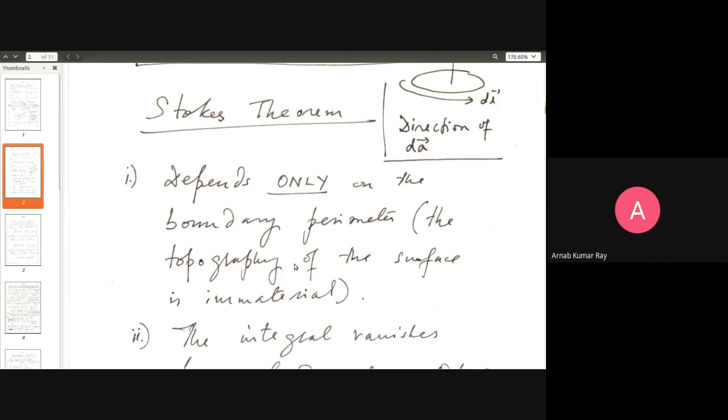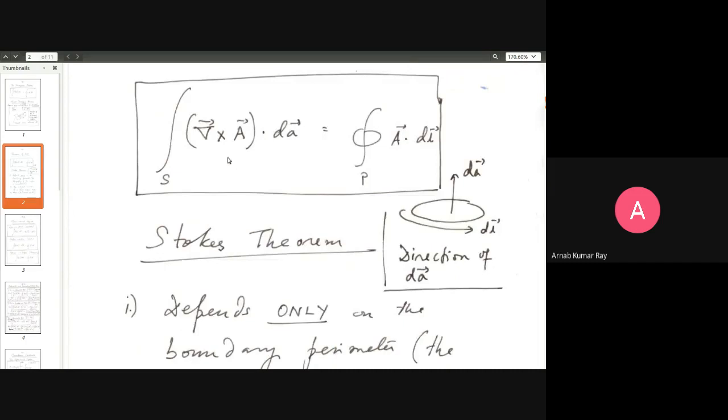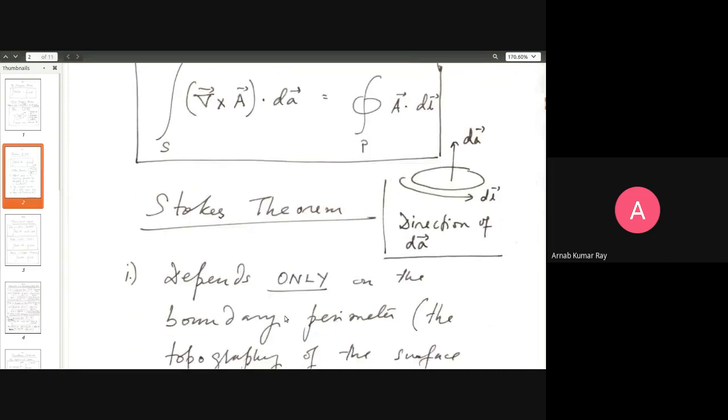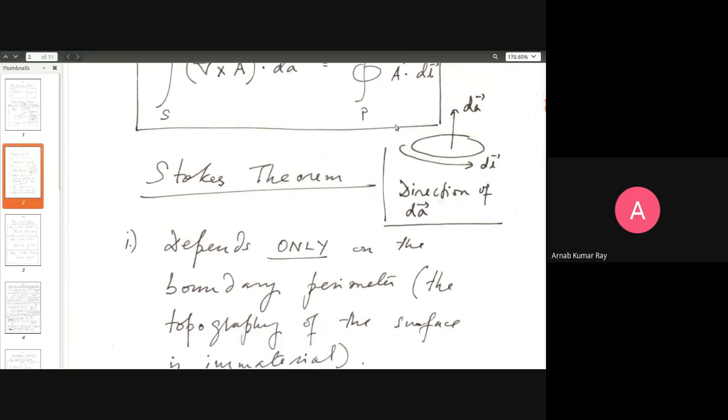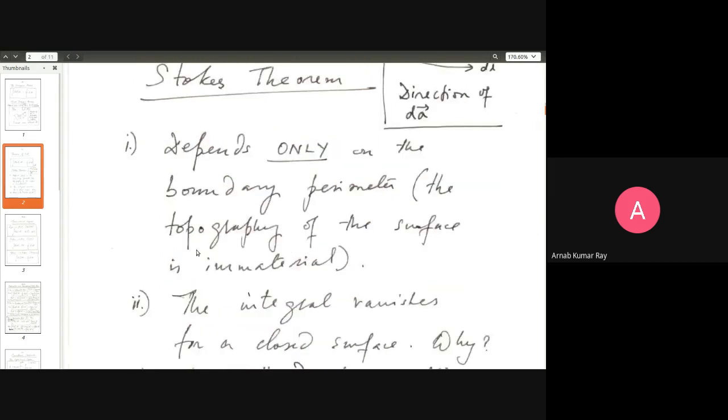As long as the perimeter is intact, you will not have to pay anything extra, or you will not be given any discount or whatever. And so it is that when you are carrying out this surface area integral, since the integral collapses only on the boundary perimeter, the surface can go, I mean, here within the disk, you can have a hill, you can have a trough, whatever. The topography, meaning the shape of the surface, the topography of the surface is immaterial.